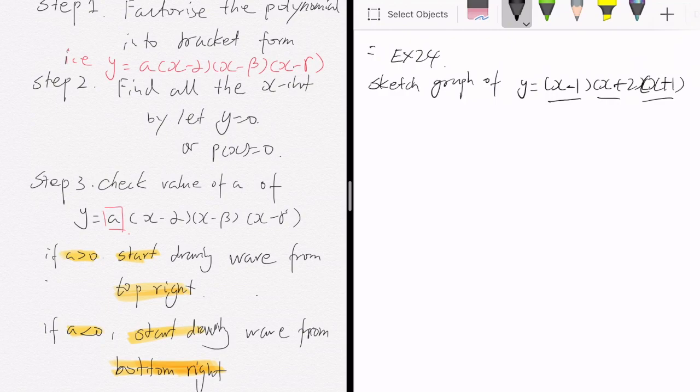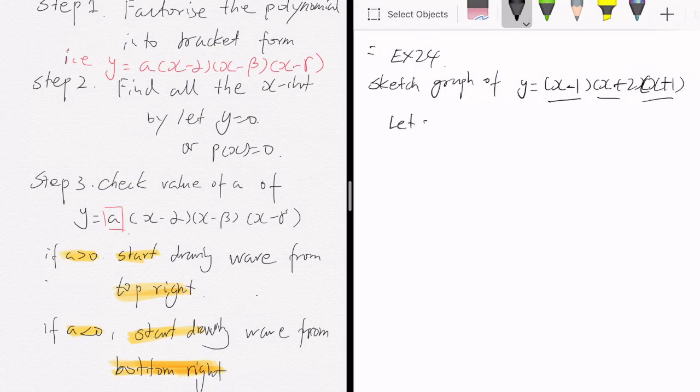So if you have a look at my left hand side, step 1, factorize the polynomial in bracket form, i.e. it should look like y equal to a times (x minus alpha) times (x minus beta) times (x minus gamma). And your equation is already written in factorized bracket form, so you don't need to factorize in this question. Now we can move on to step 2. Find all the x-intercepts by letting y equal to 0 or P of x equal to 0, depending on the equation. In this example, we have y, so we let y equal to 0 to find the x-intercepts, okay? So we're up to step 2 now.